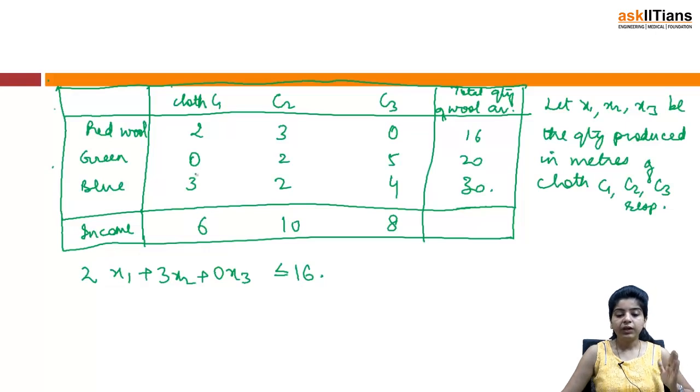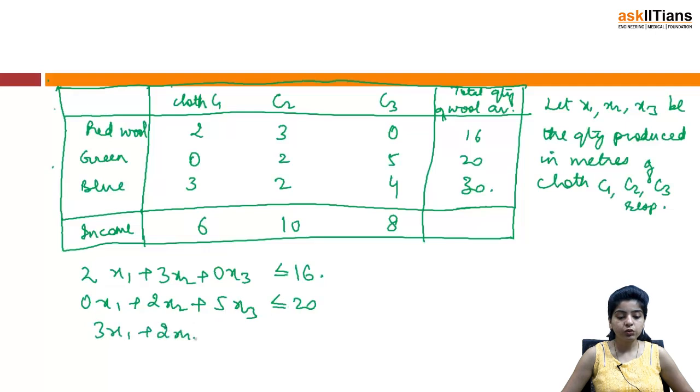Since we are assuming that x1, x2, x3 are the quantities of cloth produced of C1, C2, C3, in case of red wool we will have 2x1 plus 3x2 plus 0x3 less than or equal to 16. Similarly, we will have 0x1 plus 2x2 plus 5x3 less than or equal to 20, and you will have 3x1 plus 2x2 plus 4x3 less than or equal to 30. These are the constraints.